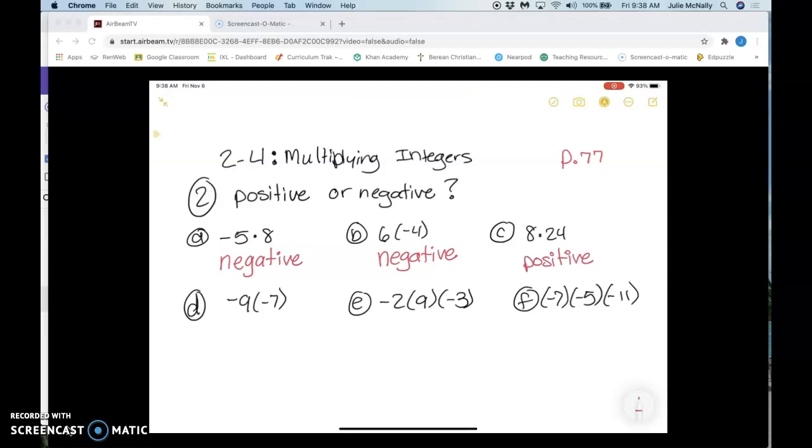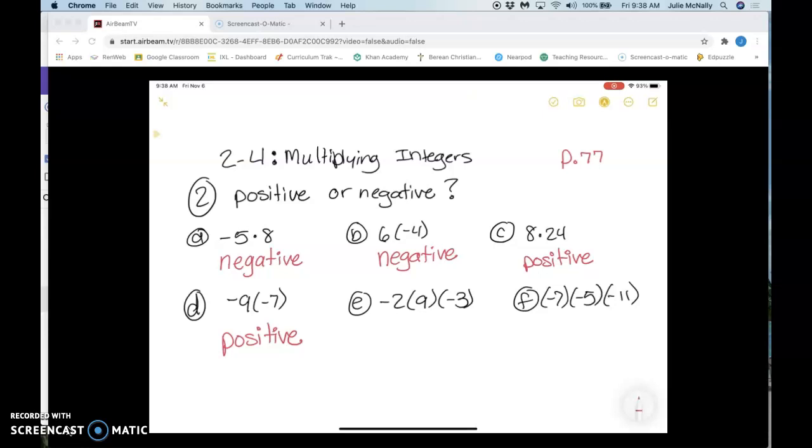Letter D. How many negatives? 2. So if there's 2 negatives, the answer is positive. You just wrote this in your notes, remember? But it didn't make sense. Right, but the more examples we do, I think it'll make more sense to you.